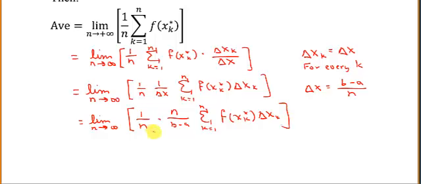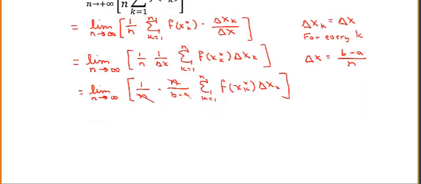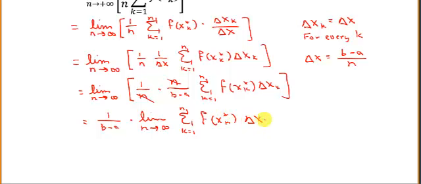All right, and of course here the n's cancel. b minus a is a constant, the length of the interval. It doesn't change with n, so I can take that out of the limit, and I'd have 1 over b minus a times the limit as n goes to infinity of the sum as k goes from 1 to n of f of x sub k star times delta x sub k.